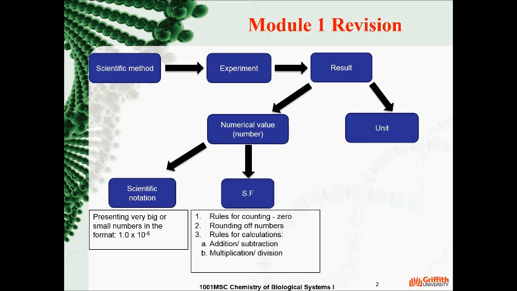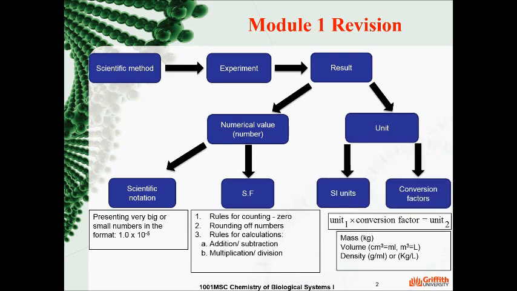In multiplication and division, we look at the least number of significant figures. In some calculations, you might need to apply both rules as you have a mix of different calculation methods. In this case, you do the calculation steps one by one and apply the rule in each step as you progress in solving the question. After that, we talked about the unit and covered the SI units. We also discussed the conversion factor method to convert from one unit to another. Now, let's move to Module 2.